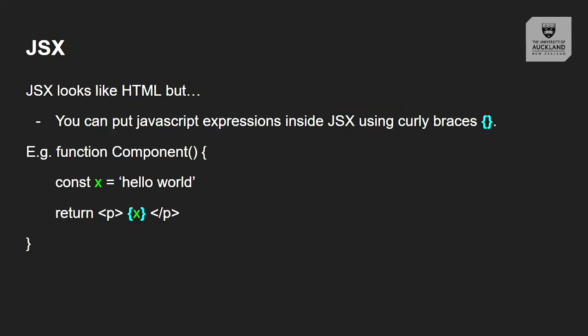So just a bit about this JSX thing. It looks like HTML, but you can do more stuff with it. For instance, you can put JavaScript expressions inside it using the curly braces. So for instance, in this example, we have the variable x with the string hello world, and we can embed the value of that variable inside our JSX. And that's using these curly braces. And this will return a paragraph tag with hello world inside.